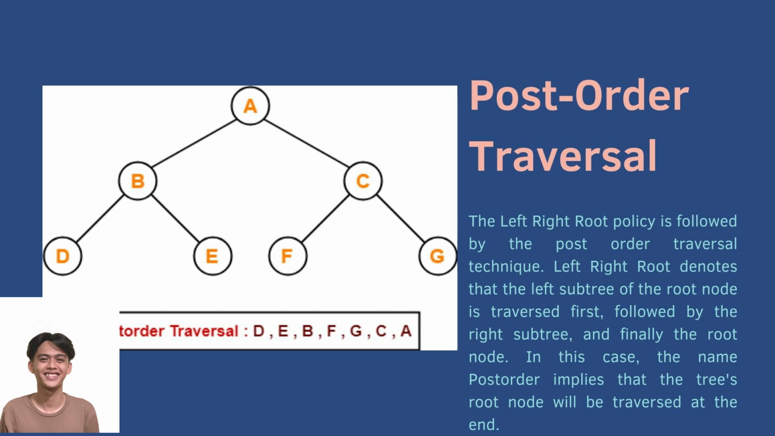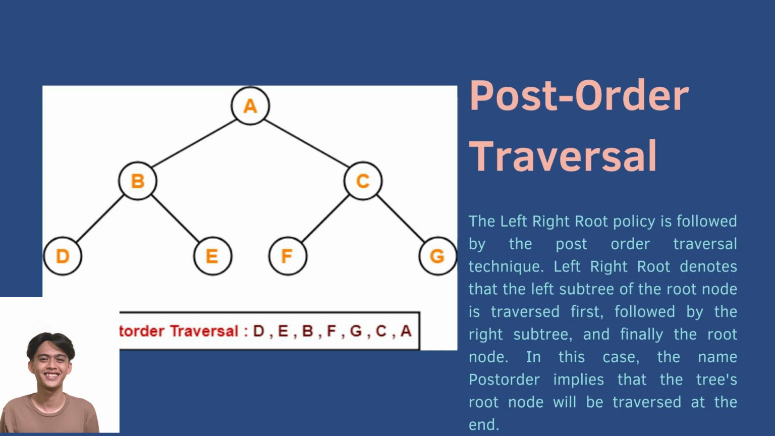The left-right root policy is followed by the post-order traversal technique. Left-right root denotes that the left subtree of the root node is traversed first, followed by the right subtree, and finally, the root node. In this case, the name post-order implies that the tree's root node will be traversed at the end. As you can see in this diagram, we have root node A. It has children B, C. B and C have children D, E, F, and G.